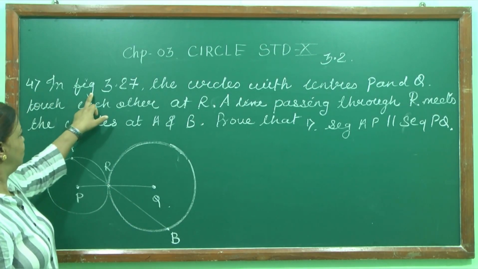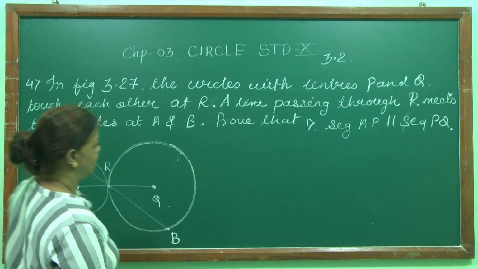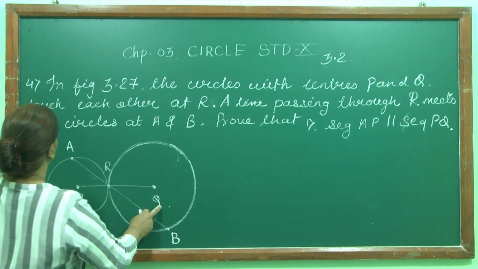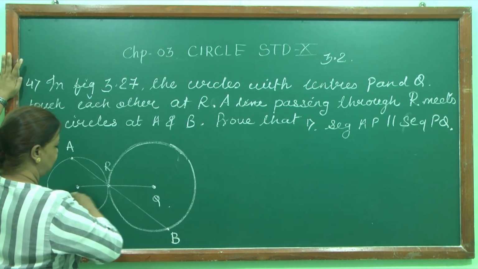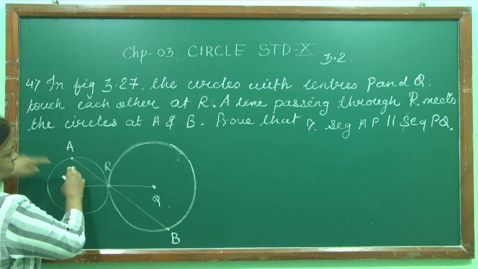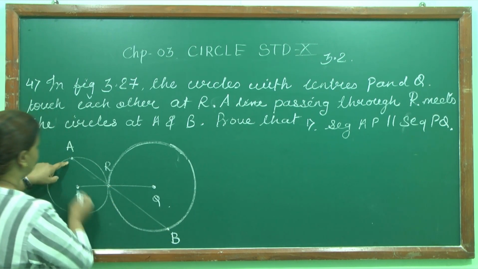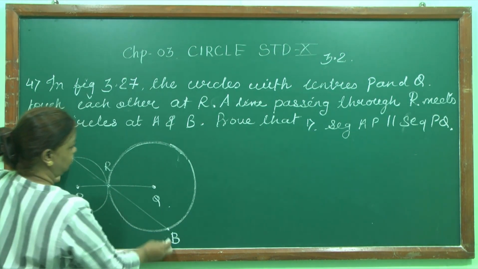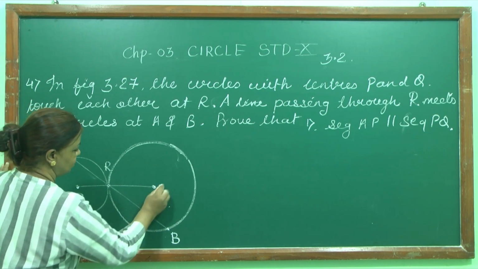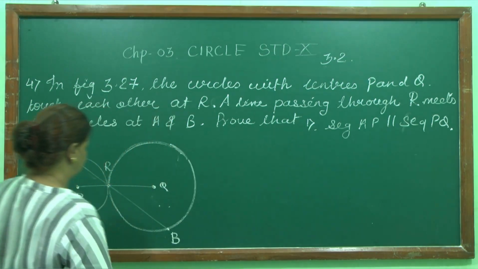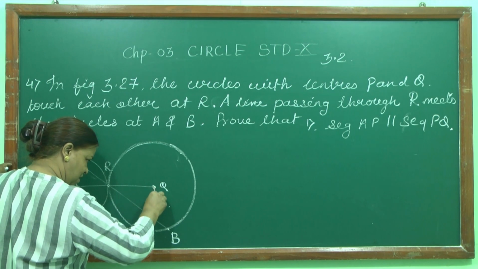3.2, question number 4. In figure 3.27 of the textbook, there are two circles which have center P and center Q. They touch each other at point R. Through this R, a line is passing, and it meets the circles at A and at B. We have to prove that line AP and line QB are parallel to each other. This is the line AP, I am drawing in pink, children, and this is the line QB, which is also pink in color.